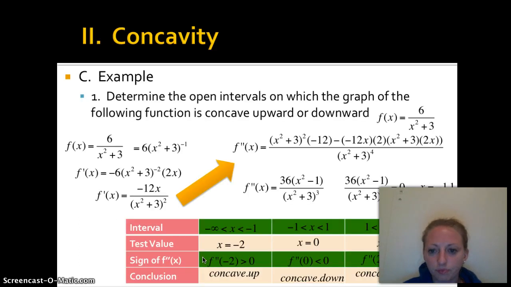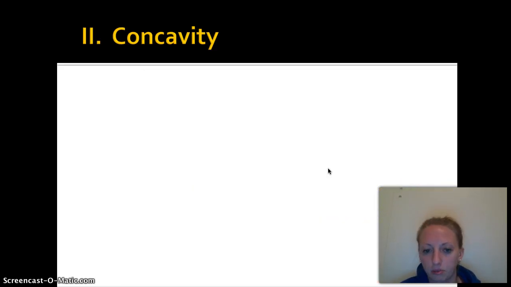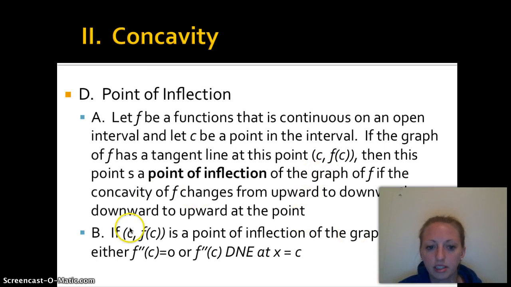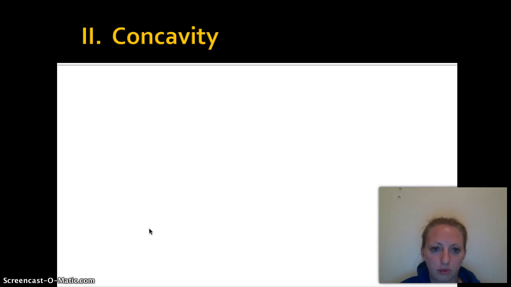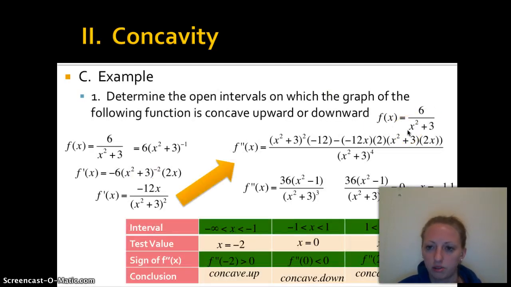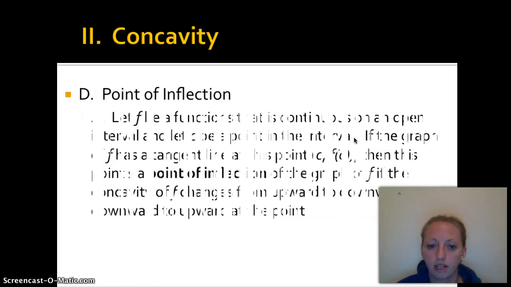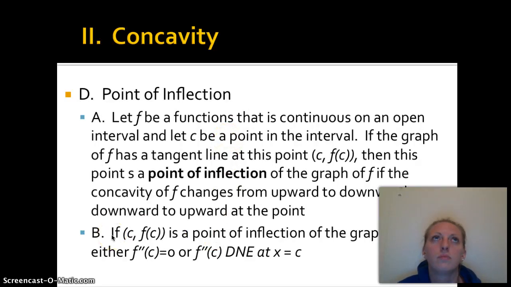So back here, this would be at negative 1 and 1, because at negative 1 and 1, my second derivative is 0. If I put negative 1 into this, I get 0, which is what this says right here, the second derivative has to be 0. So negative 1, and then whatever I got when I put negative 1 into the original. So let's see, negative 1 squared is 1, plus 3 is 4, so 6 over 4. So my point of inflection would be negative 1, 6 over 4, which is 3 over 2. And the other point of inflection would be at 1, because both of those make my second derivative go to 0. Okay, so that's all that means.